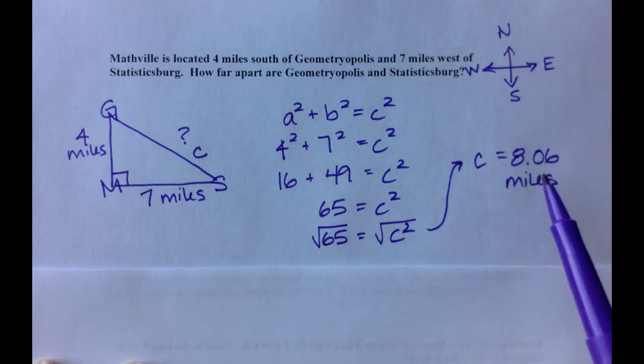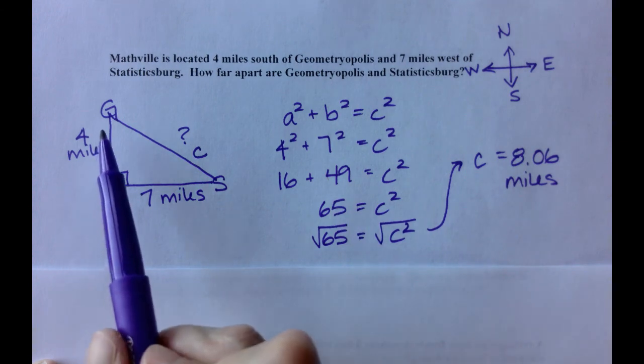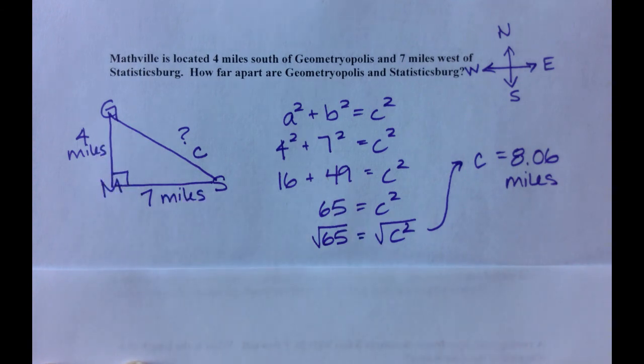The hypotenuse is supposed to be the longest edge of the right triangle, and 8.06 is greater than either 4 miles or 7 miles. So our results are reasonable here.